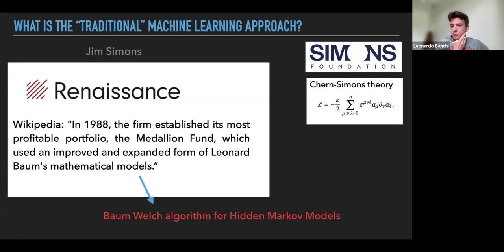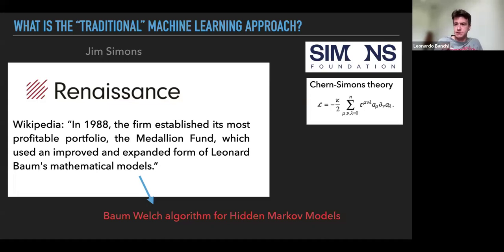So what are these more traditional approaches? Again, I'm a physicist, so I don't have any background in finance, but I have attended a few conferences which were sponsored by the Simons Foundation. And perhaps you know that Simons of the Simons Foundation is the same Simons of the Chern-Simons theory, but it is also the same Simons that established this Renaissance Technologies firm. They were doing portfolio optimization and prediction, and they were using an improved and expanded model from Baum's mathematical model. This is something from Wikipedia.